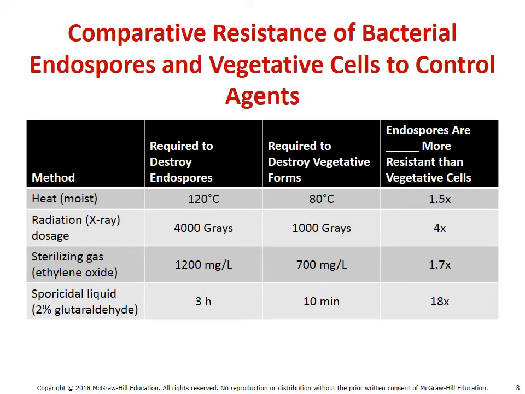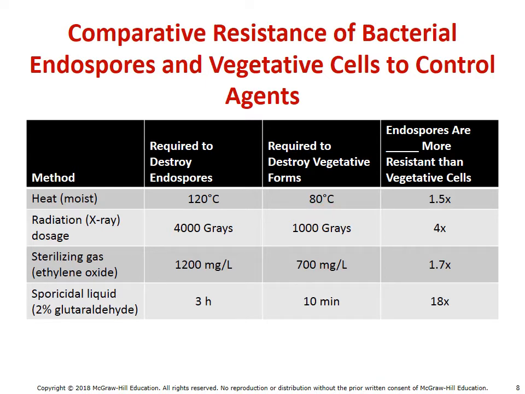Here's an illustration of how difficult it is to remove them. Notice we have endospores here, but then the vegetative form of the bacteria, or the normal active form, here. So if we're using heat to kill endospores, it takes 120 degrees Celsius, but it only takes 80 degrees Celsius to kill a normal active bacteria. And so the idea here is if we can kill the endospore, we can totally kill the vegetative bacteria.